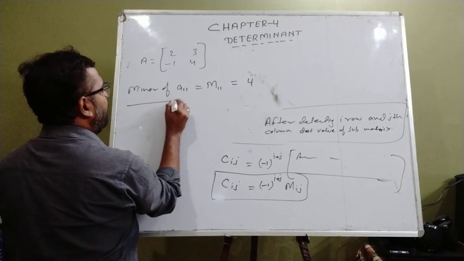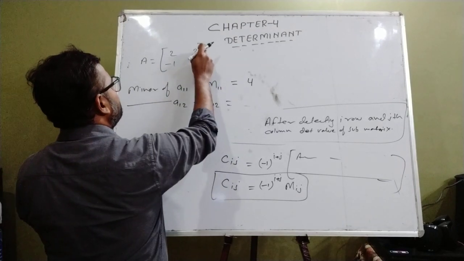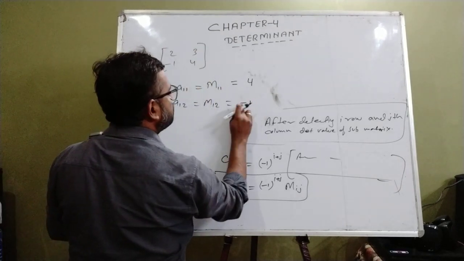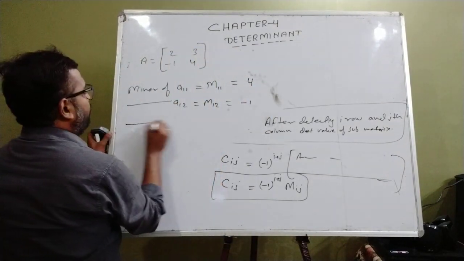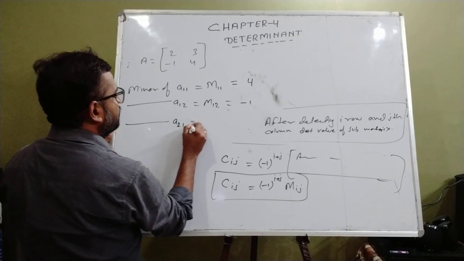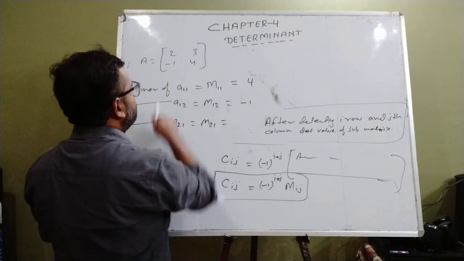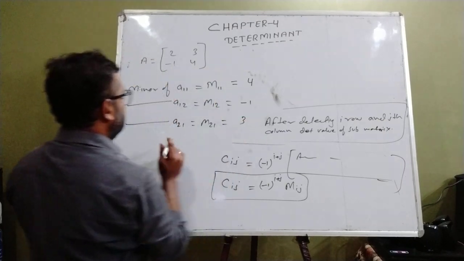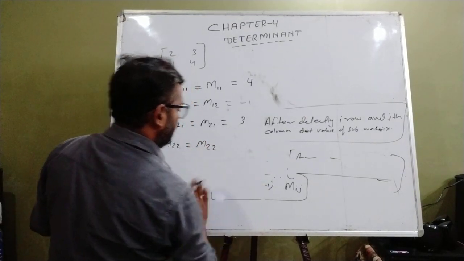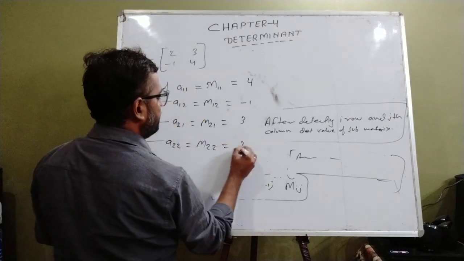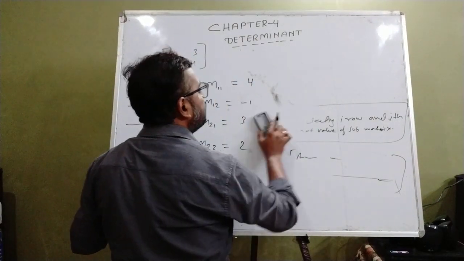Getting the point? Again, the minor of A12 is denoted by M12. M12 is at the position of 3. Delete this row and this column. What value is coming? Minus 1. Getting the point now? Now the minor of A21 is M21. Delete this row, delete 2 and 1. Then this is your 3. Now the minor of A22 is M22. This one will be cancelled, this one will be cancelled, and we get 2. So this is the way to calculate the minor of an element.